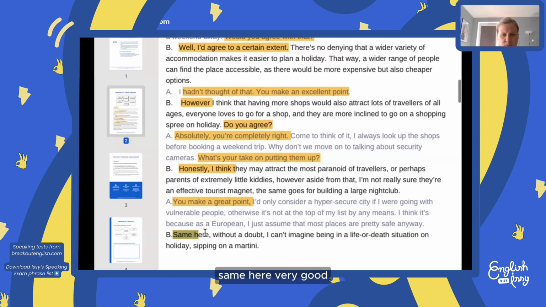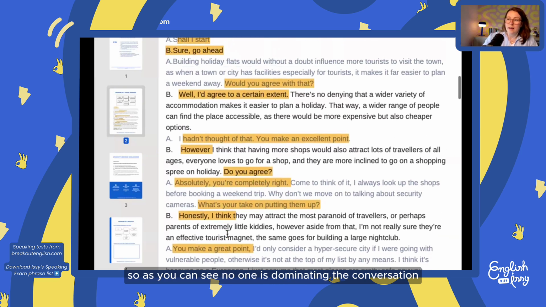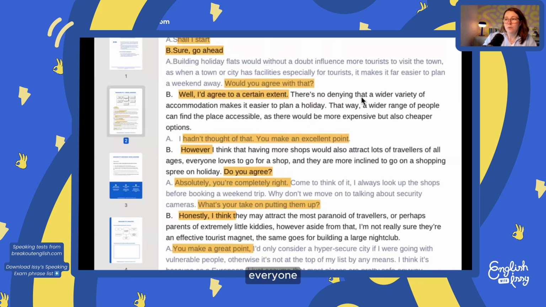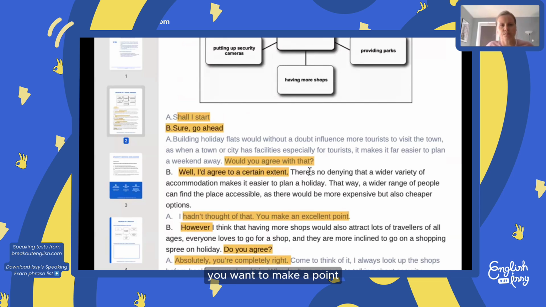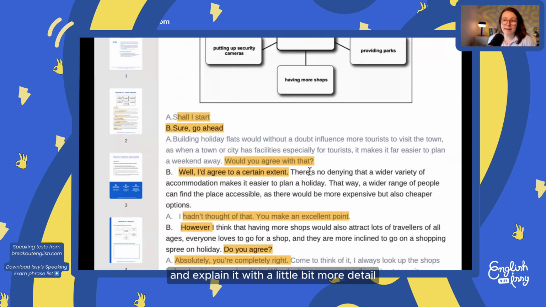Same here. Very good. So, as you can see, no one is dominating the conversation. Everyone, when they decide to talk about one of these topics, is only really making one point and explaining it in a little bit more detail or giving it an example. So, we're really looking at the same strategies as we had a look at from the very beginning. You want to make a point and explain it with a little bit more detail, and that's it. And then we're really passing the microphone to the other person.